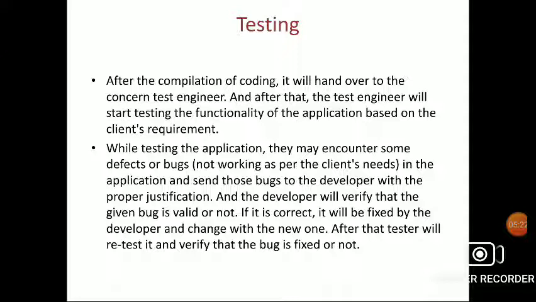After the compilation of coding, it will be handed over to the concerned test engineer, and the test engineer will start testing the functionality of the application based on the client's requirements. While testing, they may encounter some defects or bugs not working as per the client's needs, and they send those bugs to the developer with proper justification, and the developer will verify whether the given bug is valid or not. If it is correct, it will be fixed by the developer and changed with the new one.